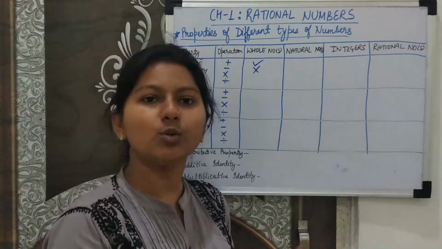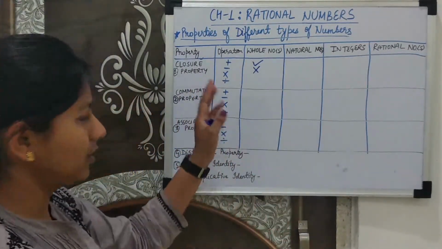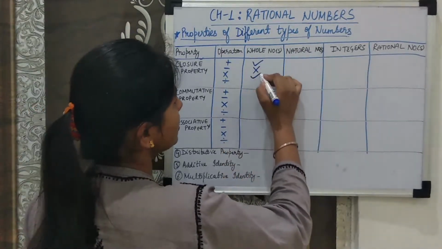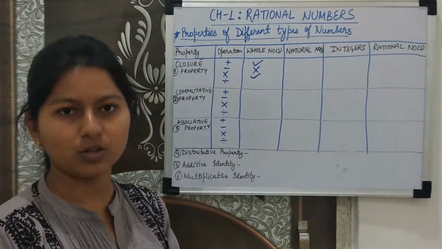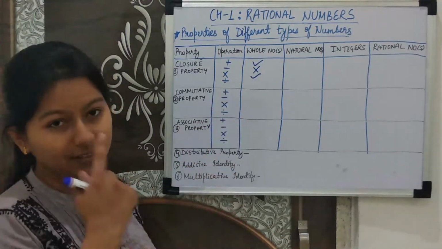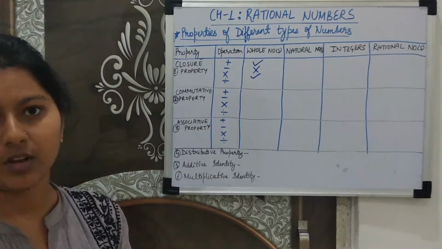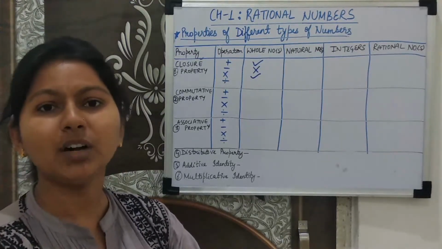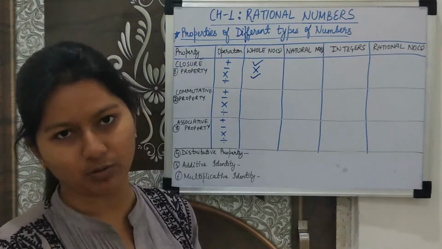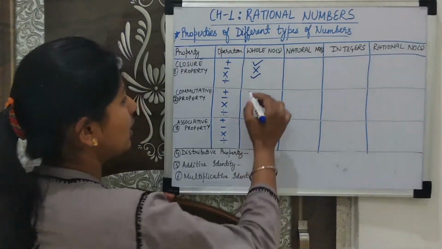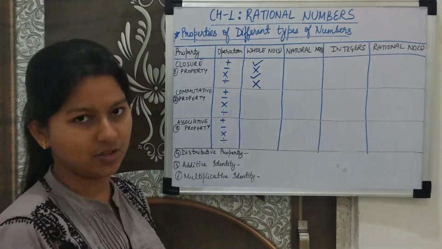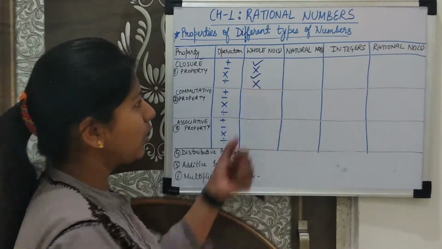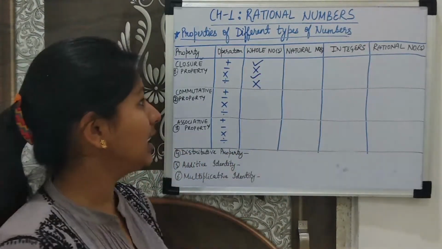For multiplication, 2 into 5 is 10. Again, this 10 is also coming under the boundary of whole numbers. So whole numbers are closed under multiplication. For division, 2 upon 5. 2 is not divisible by 5. When I divide 2 by 5, it will not be a whole number. Again, this is out of the boundary. So whole numbers are not closed under division. Whole numbers are closed under addition and multiplication, but not closed under subtraction and division.